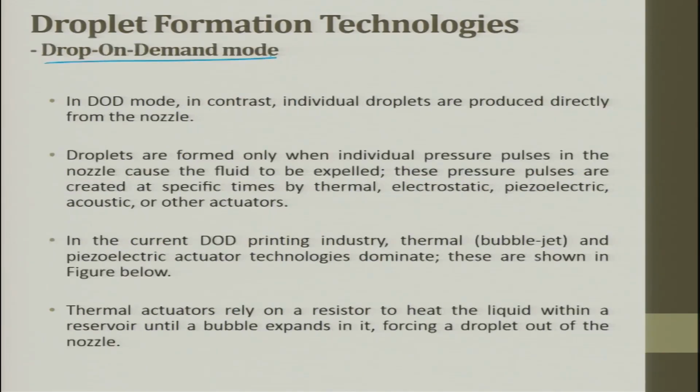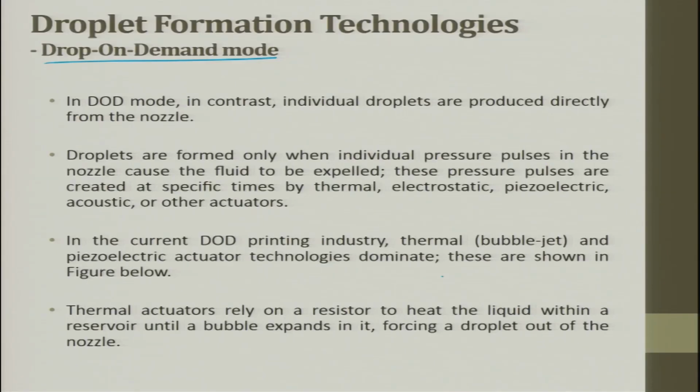Drop on demand mode. In drop on demand mode, in contrast, individual droplets are produced directly from the nozzle. Droplets are formed only when individual pressure pulses in the nozzle cause the fluid to expel. In the previous one it was not so. There, a fluid was coming, you applied an electrical charge field, and the droplet came. But here you will pressurize such that individual pulses get expelled out.